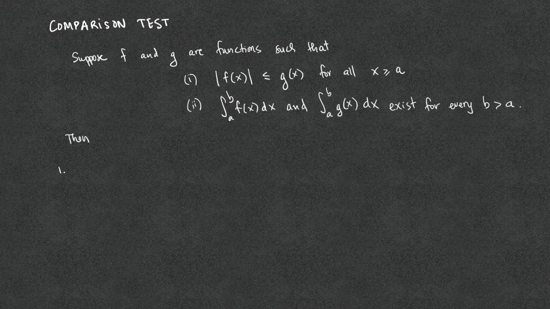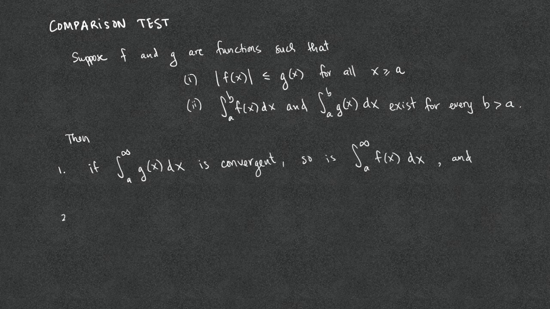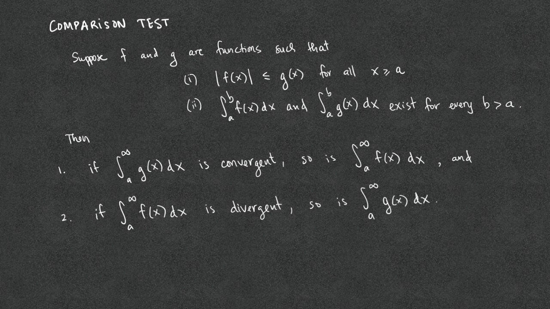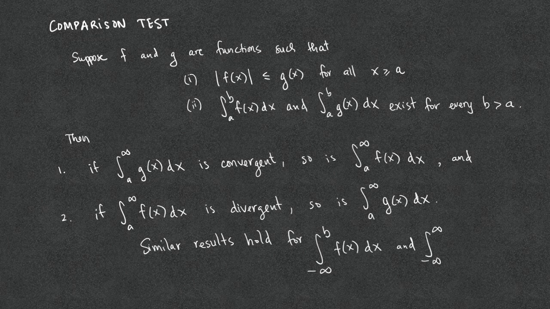Then, number 1. If the integral from a to infinity of g of x dx is convergent, so is the integral from a to infinity of f of x dx. And number 2. If the integral from a to infinity of f of x dx is divergent, so is the integral from a to infinity of g of x dx. Similar statements hold for integrals of the type the integral from negative infinity to b of f of x dx and the integral from negative infinity to infinity of f of x dx.